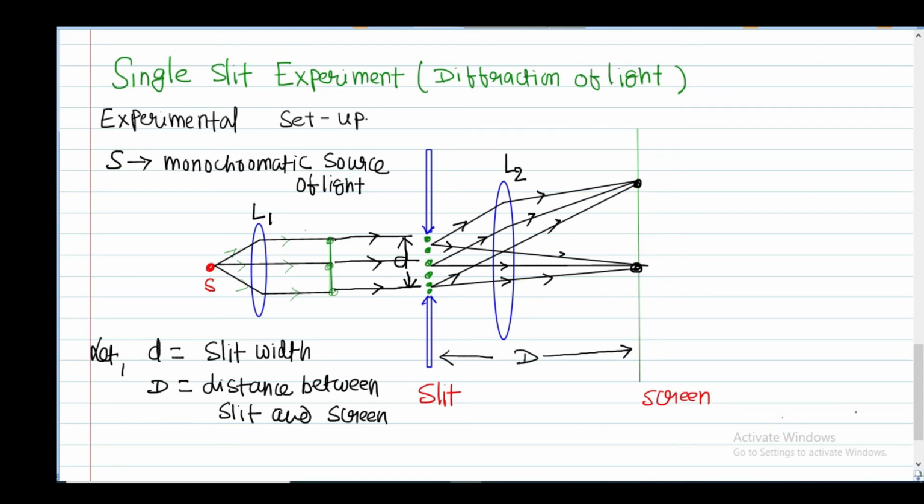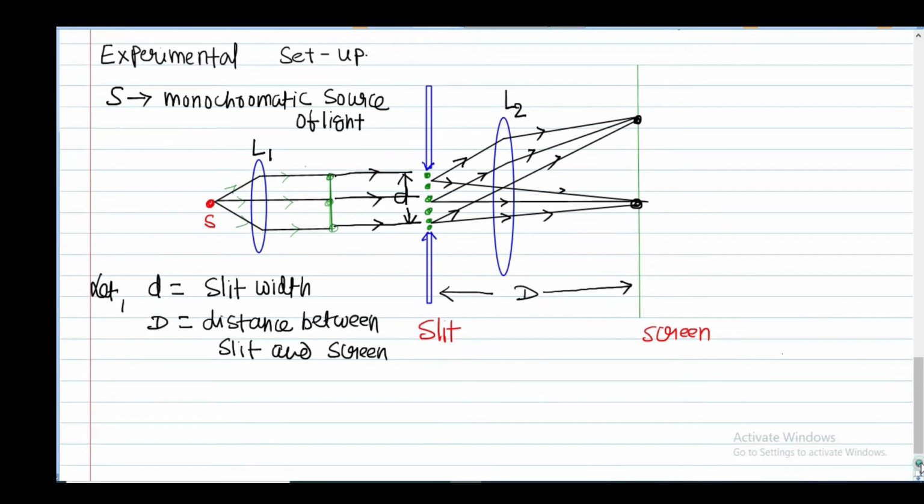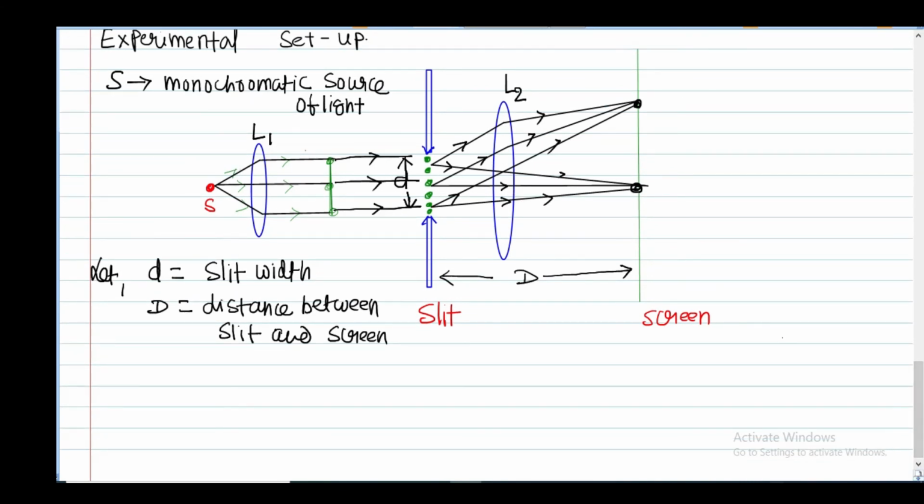Now in this experimental setup, you can see we have source of light S, the slit and the screen, and two lenses, L1 and L2. All the light waves coming from S, when they are illuminating this slit, will be basically the plane wavefront, and each point on the wavefront will act as a fresh source of light. If you have the concept about the plane wavefront and the wavelet, you can easily understand this diagram. This diagram is very simple. So one by one we are going to study.